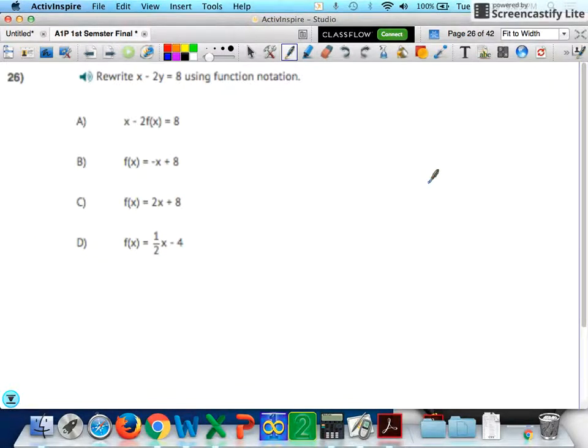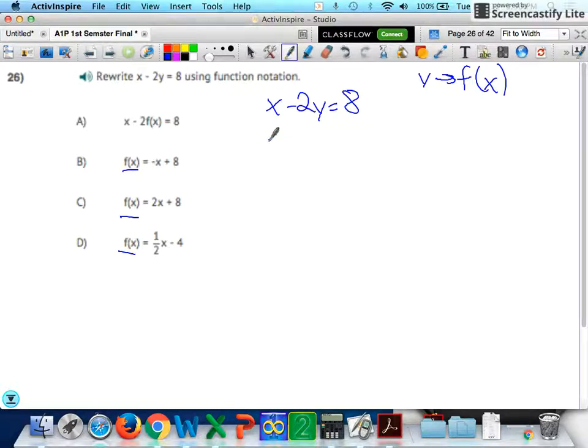Number 26 says rewrite the equation using function notation. What that means, guys, is we've got to solve this for y, and then we just replace stuff, okay? Wherever we have a y, we replace it with an f of x. And that's tricky because one of the first things they give you is a, which has an f of x in as a replacement, but it's not solved yet. Function notation means we've got to have f of x by itself.